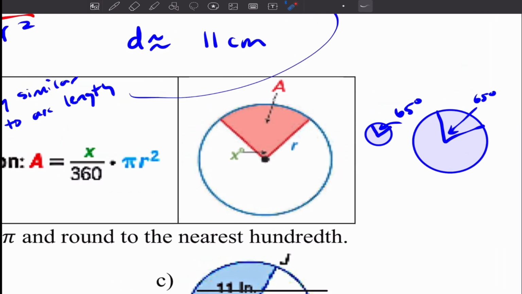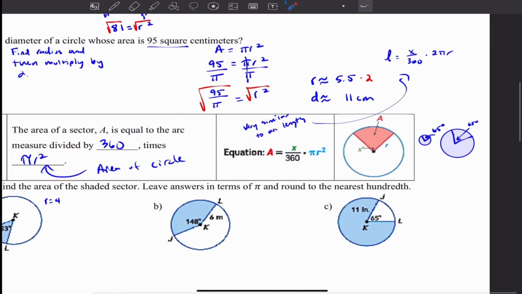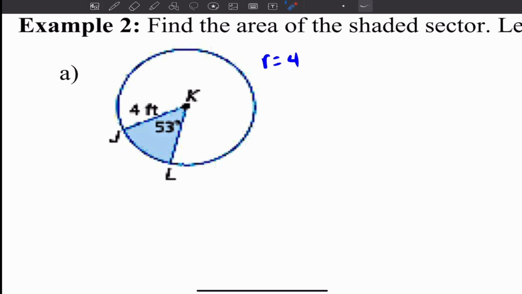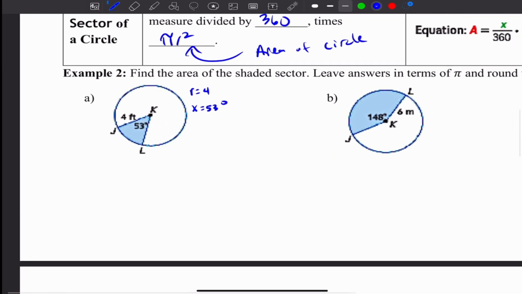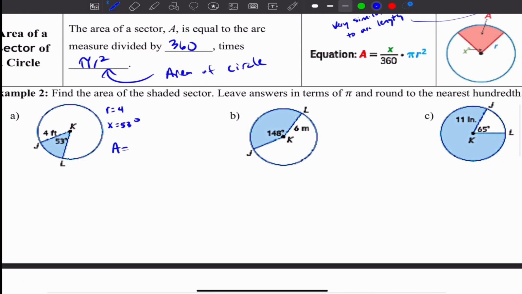Everything here is out of 360 degrees. So it's 65 degrees out of the 360. For this problem, your central angle is 53 degrees out of 360. So your x is 53 degrees. So let's plug everything in. We have A equals x over 360. So A is equal to 53 over 360 times pi. Your r is 4, quantity squared.